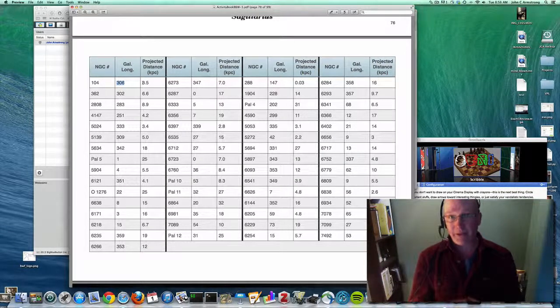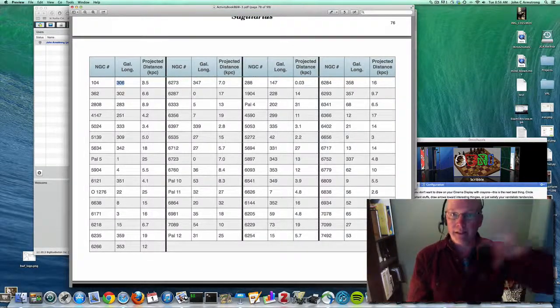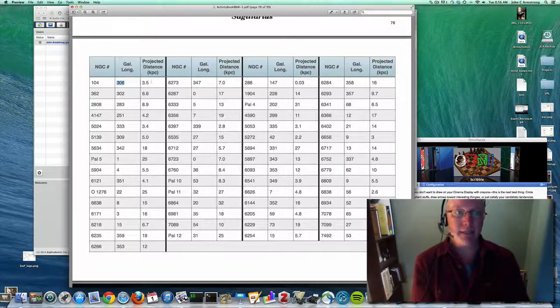Now we're making the assumption that the galaxy is a spiral galaxy because we can see that in the night sky. We can see that the galaxy looks like a disk. So we're making that assumption when we do this activity. So we can take these two numbers and we can plot them on our graph.